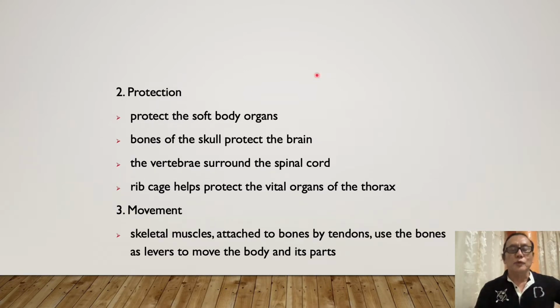Another function is protection. Our bones provide protection for the soft organs, for example, the skull protects our brain, and the heart and the lungs are protected by the rib cage. Then we have movement. Together with our skeletal muscles, when they contract, they create movement.